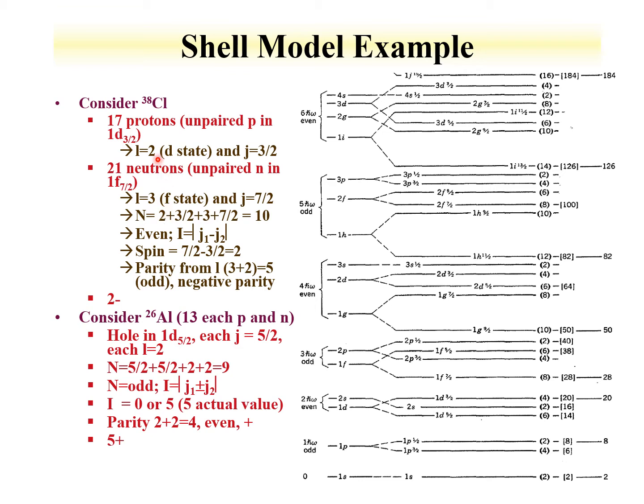The spin is 2. The parity is from the L's. So that's 3 and 2. The L is 5, negative parity. The spin is 2. The parity is minus. We expect chlorine-38 to have a spin and parity of 2 minus.